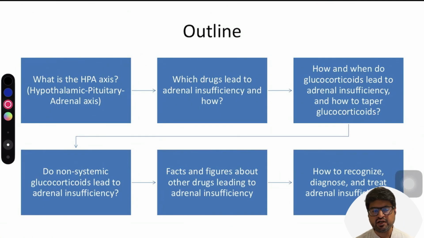So this is the outline of my talk today. I'm going to keep it simple. I'm going to talk about 6 important concepts. We'll first talk about what the hypothalamic-pituitary-adrenal axis is. We'll then talk about which drugs lead to adrenal insufficiency and how they cause it. Then we'll discuss the core area, that is glucocorticoids, and how glucocorticoids produce adrenal insufficiency, and then very importantly how to taper glucocorticoids. Then we'll talk about non-systemic glucocorticoids and how they lead to adrenal insufficiency. We'll talk about some facts and figures about other drugs that can lead to AI, and then finally how to recognize and treat adrenal insufficiency. So this is the outline of my presentation.